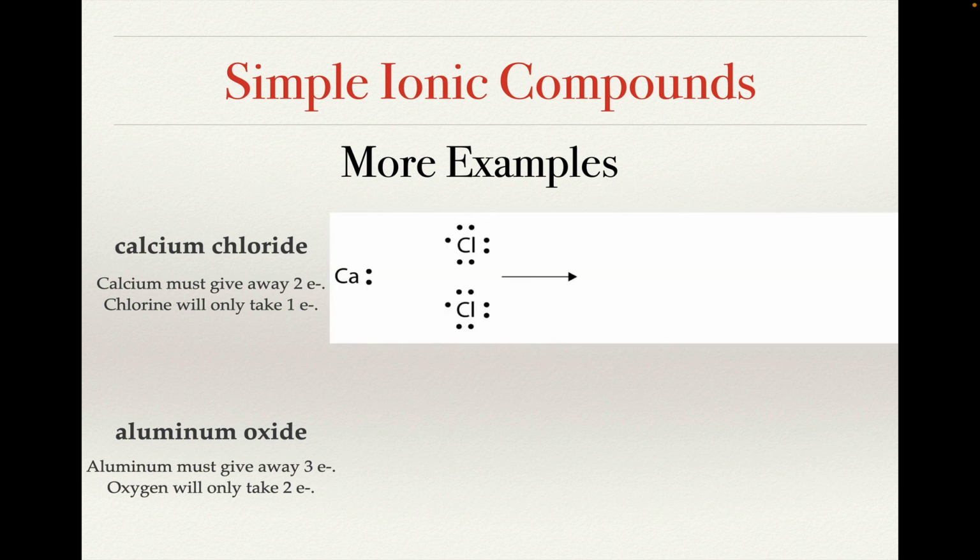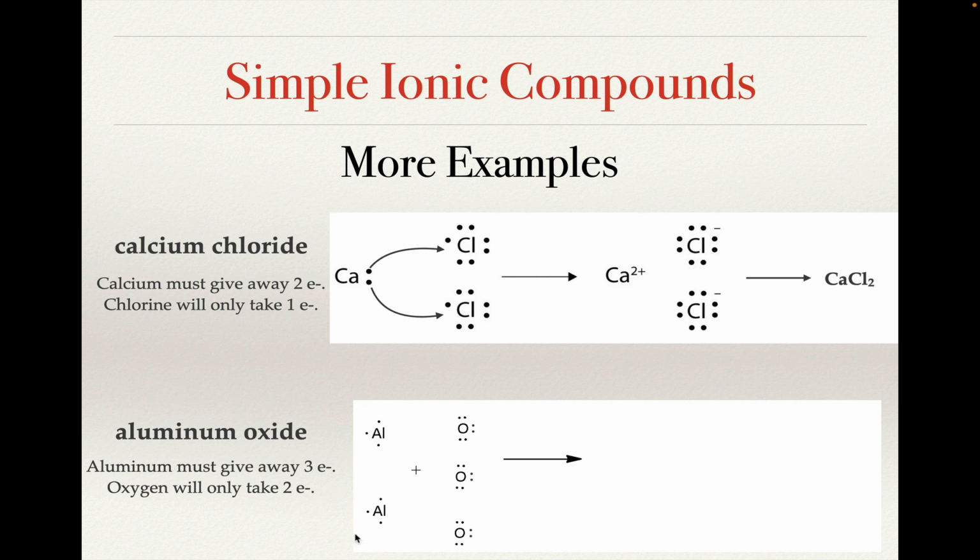Here are some more examples. For example, we have calcium chloride. Calcium has 2 valence electrons. Chlorine has 7. So calcium is going to want to give one of its valence electrons to each of the chlorines, as you can see here. And as a result, calcium becomes a 2+ charge. Chlorine fills up its octet. Each one is a 1- charge. So it takes 2 chlorines to balance out the 1 calcium.